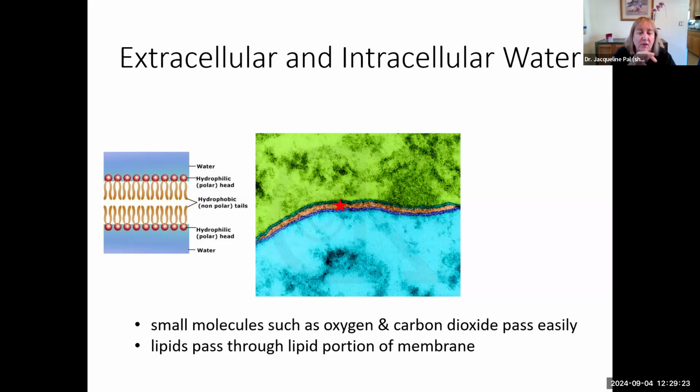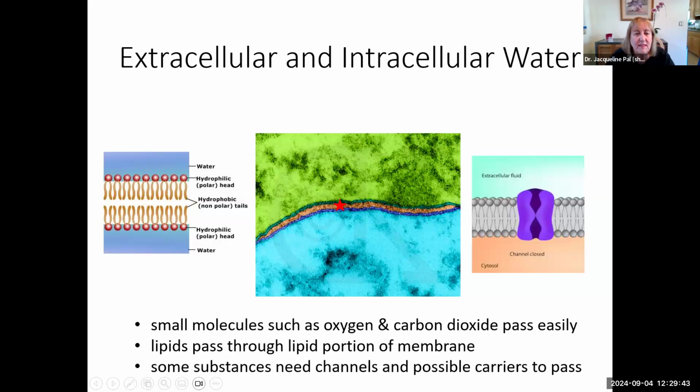Now that we have our phospholipid bilayer, don't forget that we have water both extracellularly and intracellularly. And so small molecules such as water and oxygen can pass easily. Lipids can get through because we've got this lipid portion of the membrane. But some substances are going to need that channel to get through. And some are not only going to need the channel, but they may need a carrier to get through. And that's really beyond the scope of this course. That's something you would learn if you took a physiology course.